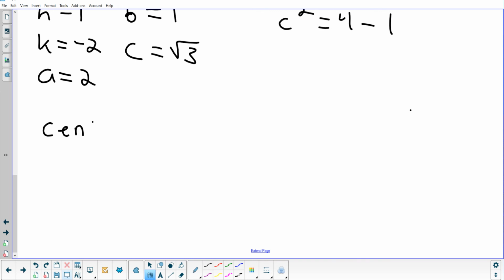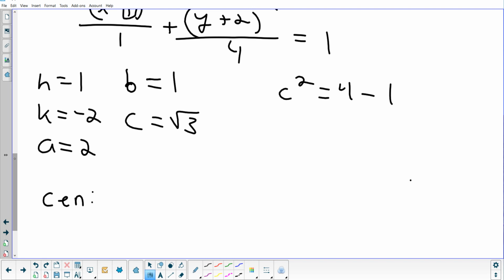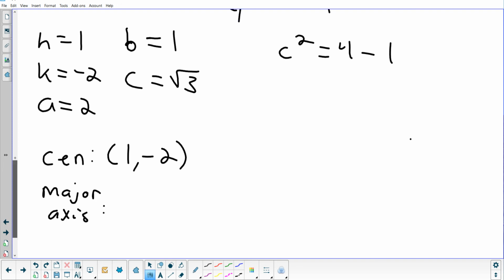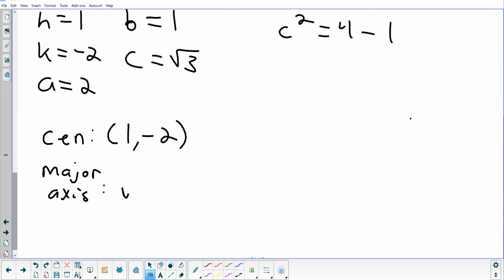Where is my center? HK. Yep. So that's where everything is going to be based off of as far as how far away it is. Which way does the major axis go? Yep, vertical. So everything is going to be above and below the center.